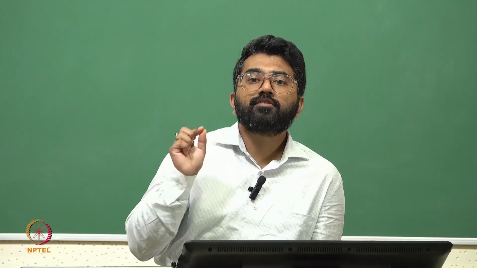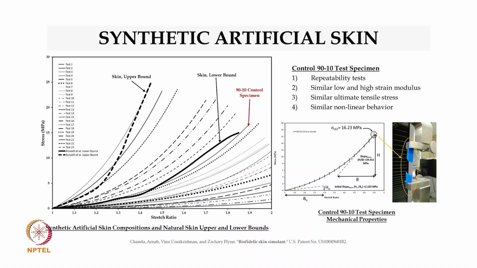We ran a set of other tests to make sure that the soft tissue simulant, or the artificial tissue which we had built for skin, is as close as possible to the real human skin properties. So what were those tests? Repeatability tests I have already explained on the very top right, control 90/10 test specimens.